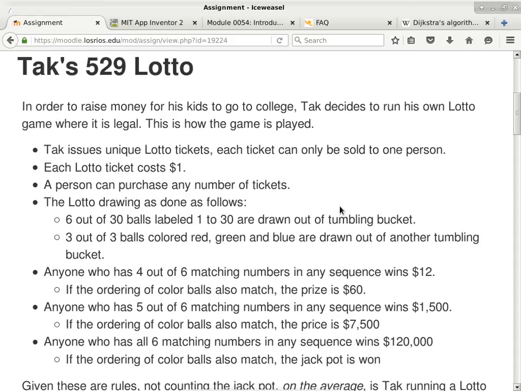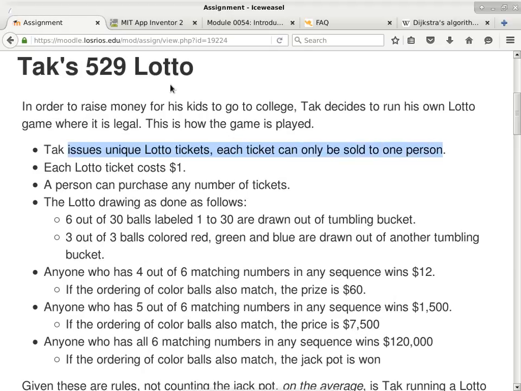If you read the whole thing, it's kind of funny. I'm trying to raise money to send my own kids to college. So I'm going to run my own lotto game where it is legal, and these are the rules of the lotto game. So I issue unique lotto tickets. Each ticket can only be sold to one person.